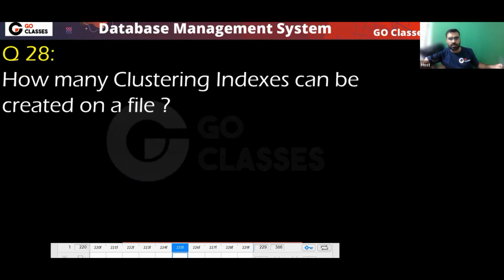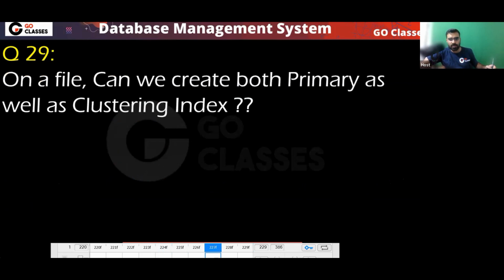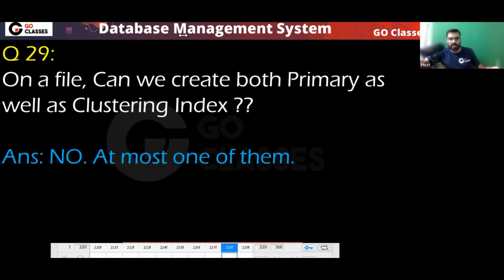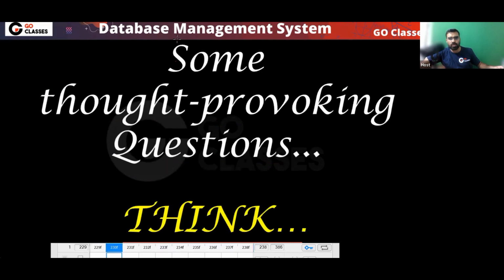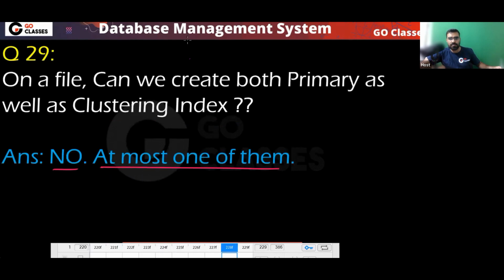Question number 28: how many clustering indexes can we create on a file? The answer is at most one. That we have already seen. Question number 29: can we create primary as well as clustering index together? Is it possible that we can create both of them together? The answer is no. At most one of them we can create. This we have already seen actually.